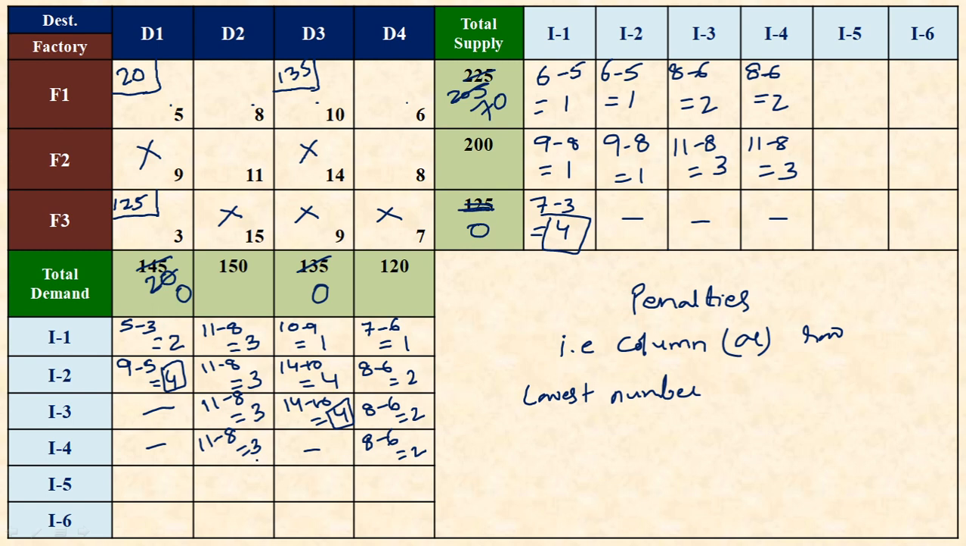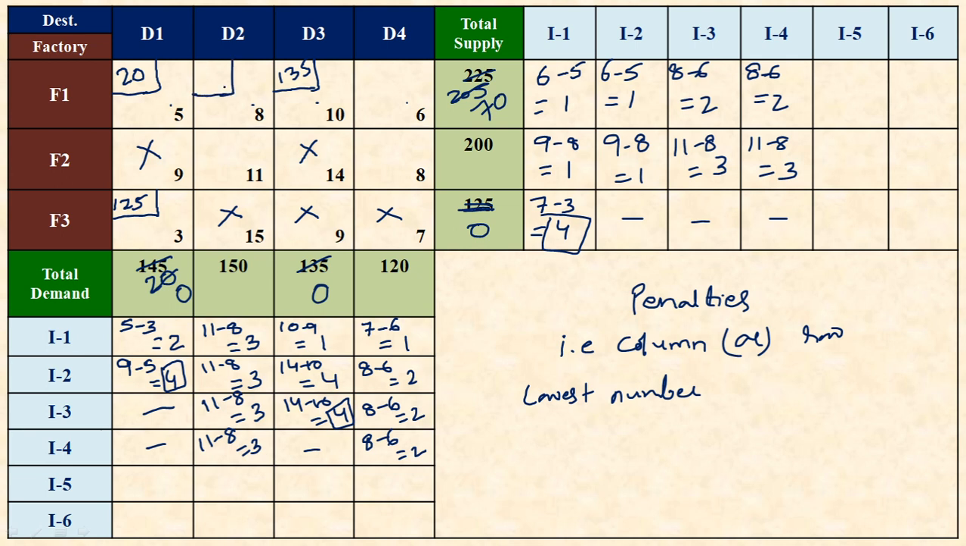There are 2 highest penalties. Again, the dilemma situation is there. Now we need to check that first 3. Here in F2 there are 2 numbers, 11 and 8, and in D2 there are 8 and 11. So I am starting with any of the 8, but it is better to take this one. I am taking this 8.